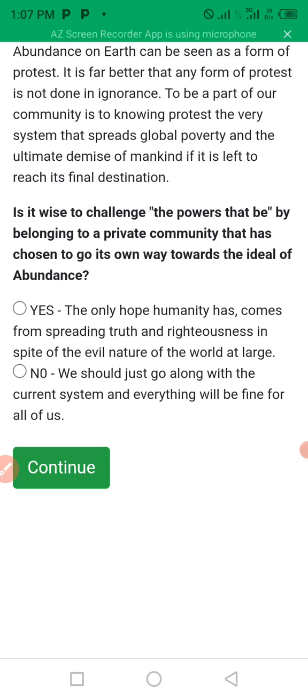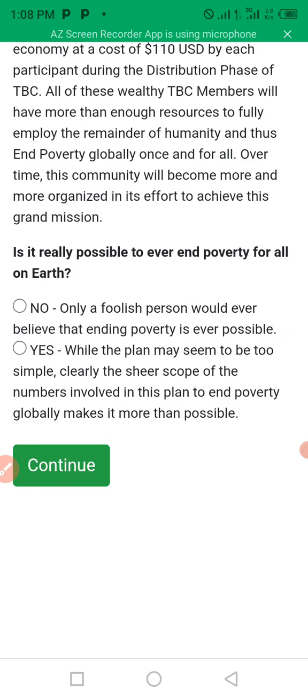Answer number 1 says yes. The only hope humanity has comes from spreading truth and righteousness in spite of the evil nature of the world at large. Number 2, no. We should just go along with the current system and everything will be fine for us all. Answer number 2 is the wrong answer. We all know what we are and what we are trying to do. We are trying to give abundance to humanity, which is why answer number 1 is the correct answer. And click continue.